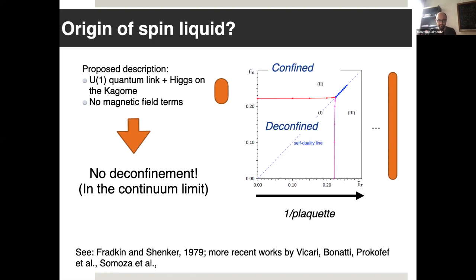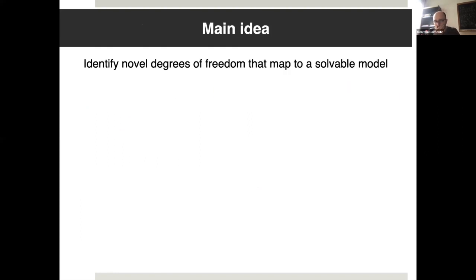Now, why is there then this phase? So our approach was actually quite different. What we wanted to do was identify a novel type of degrees of freedom, starting from these lattice models, that map to a solvable model. Solvable model, what do I mean with that? I mean a model that we can solve analytically, essentially like the toric code.